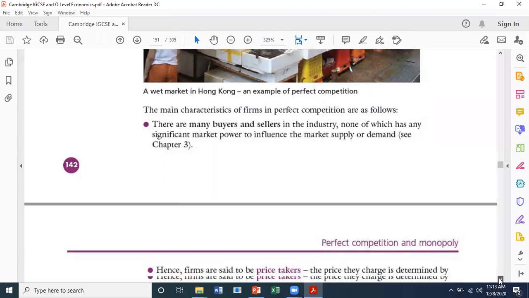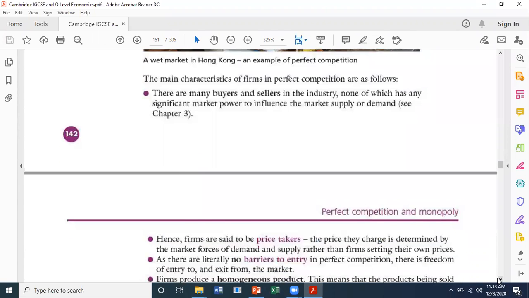The main characteristics of firms in perfect competition are as follows. There are many buyers and sellers in the industry, none of which has any significant market power to influence the market supply or demand.